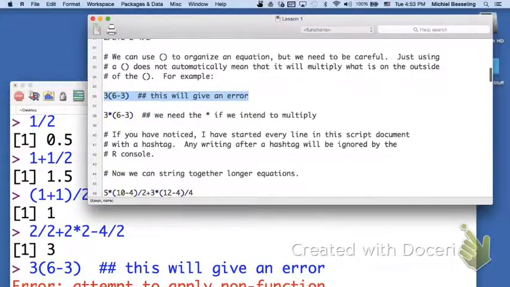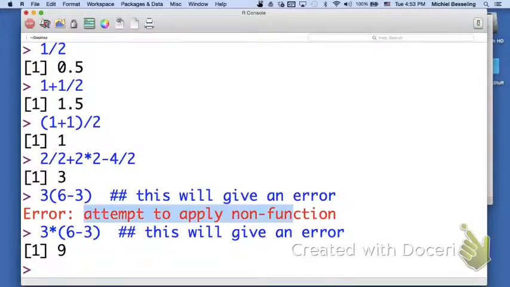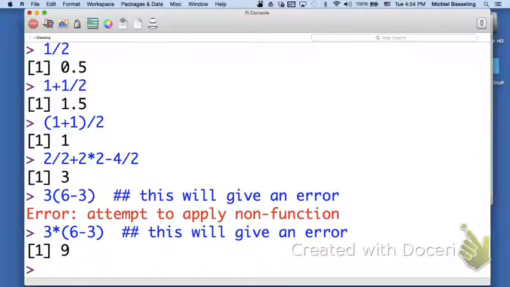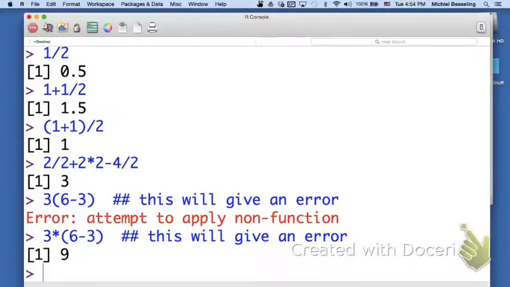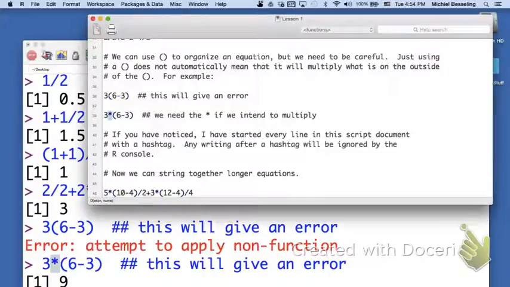This is a really common mistake, and it's probably going to happen to you in the future, and you're going to get some code like this. Hey, attempt to apply a non-function. Chances are you're trying to multiply some numbers together without using that shift 8 key. It's something we take for granted when we do math, but not so in R. Make sure you specify when you multiply, use that shift 8 star.